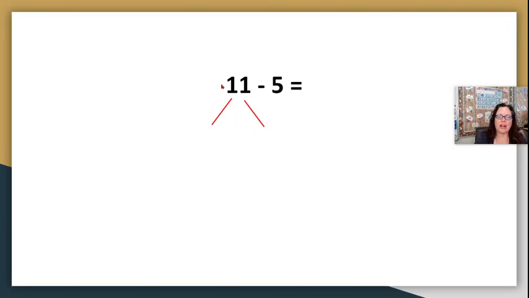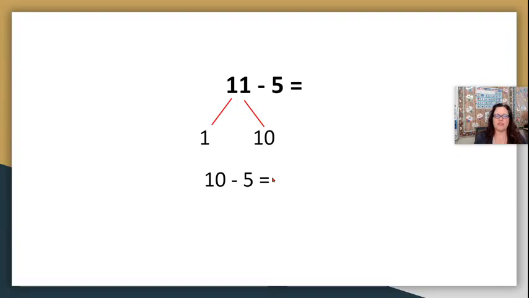Good. And we need to break this 11 into a what? What's the first number? Show me with your fingers. 10. We want that 10 so that later on we can do the 10 minus 5. That's a lot easier to do in our head than 11 minus 5. But how much is left over? Yes, 1.